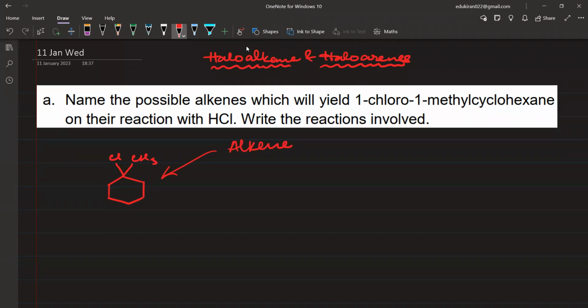So what are the different types of alkene that you can use and form this product? Like, what is the alkene that is needed? You should have an alkene. You react this with HCl. Okay? Now, if it is just HCl, then tell me Markovnikov or anti-Markovnikov. Alkene plus HCl, it will be Markovnikov or anti-Markovnikov. Tell me, guys. What do you think?